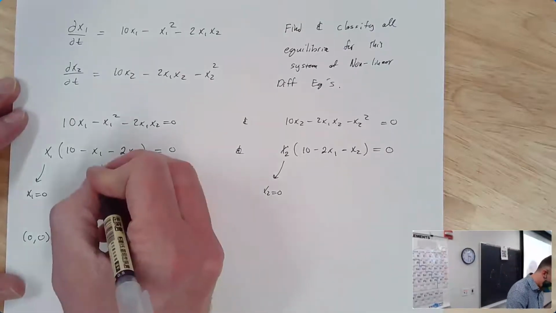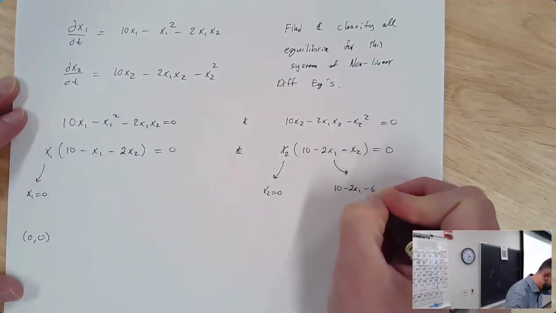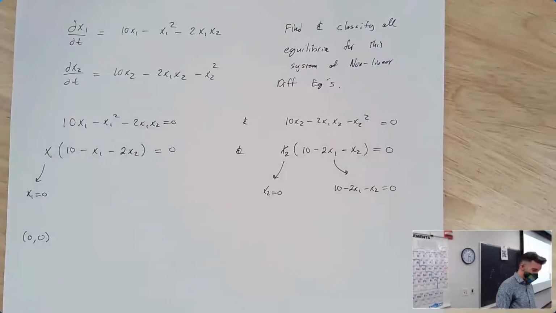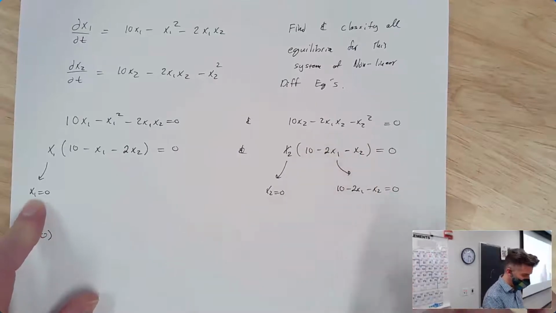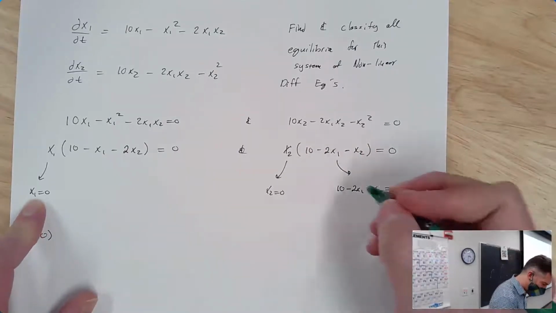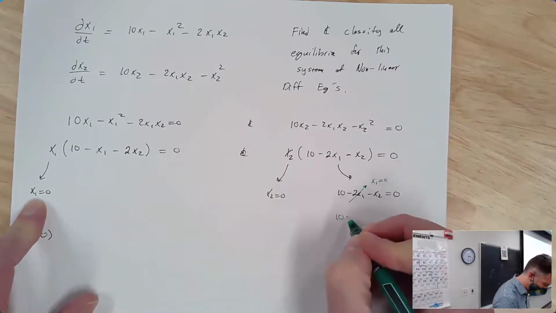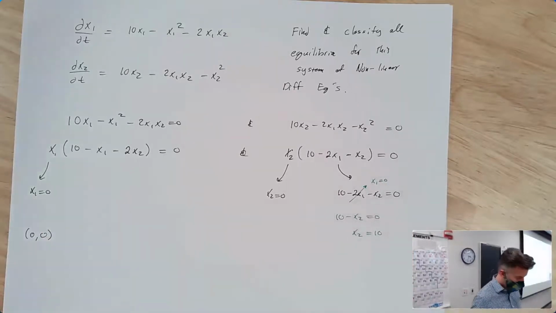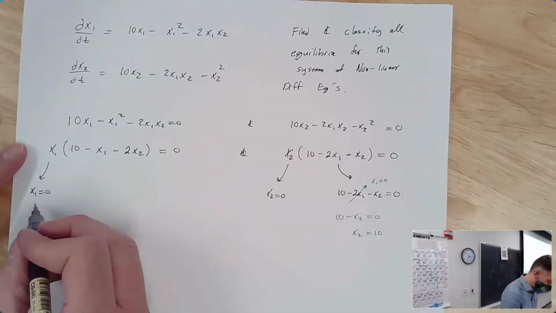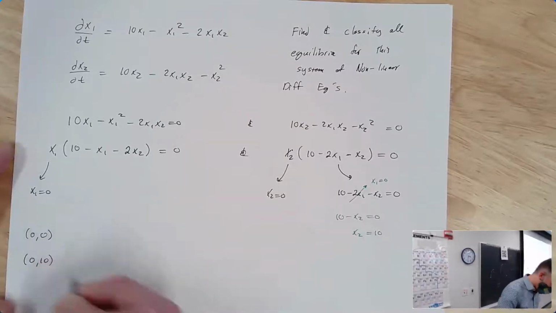We could also set x1 equal to 0 and 10 minus 2x1 minus x2 equal to 0. It doesn't have to be true that x2 is 0. If x1 is 0, this part's going to go away, and so I'm going to have 10 minus x2 equal to 0. So I'm going to get x2 equal to 10. Now I want to point out it's not just x2 equal to 10. It's specifically when x1 is 0, x2 is 10. So I get the equilibrium 0, 10.